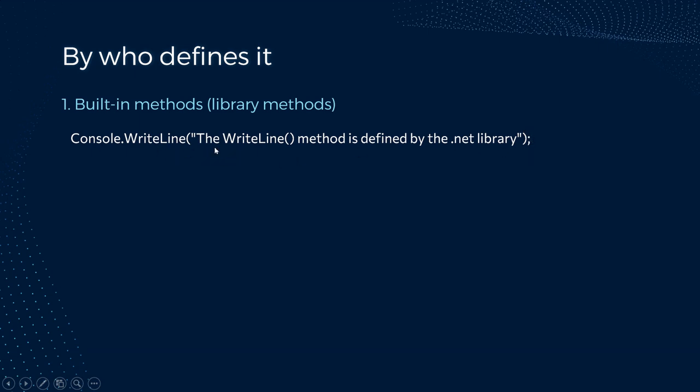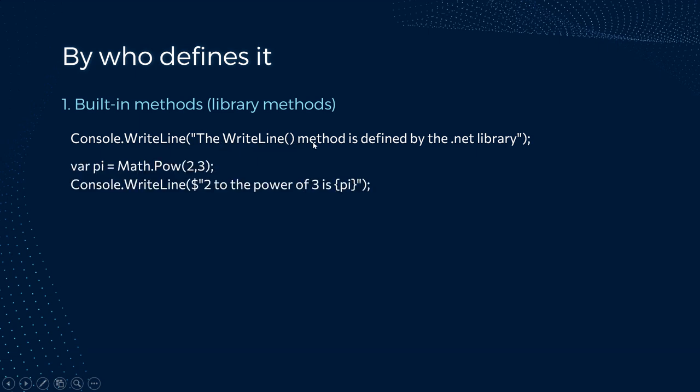For example, to print something, the WriteLine method is defined by the .NET library, so this message will get printed on the console. So that is the WriteLine method, and whenever you write something inside this method, it will be printed, right? So WriteLine is used to print something and print a line also. That is the meaning of WriteLine.